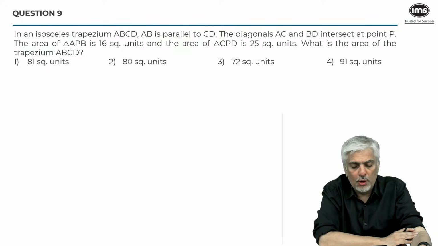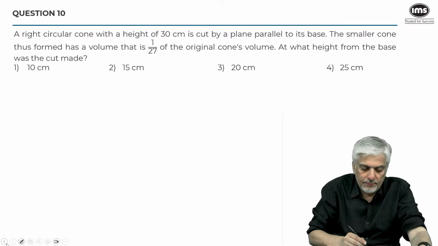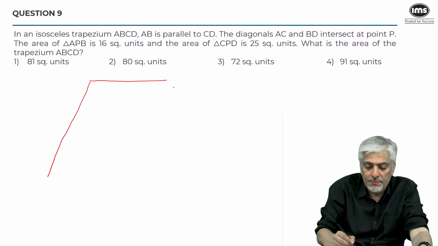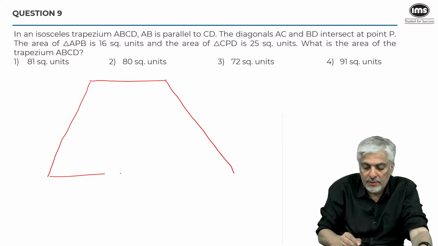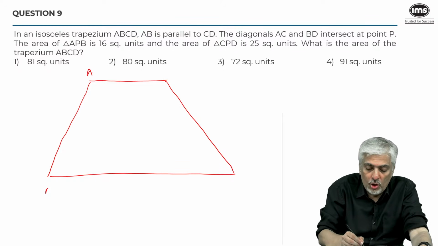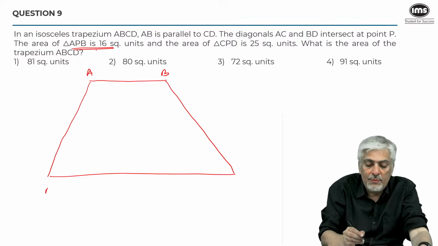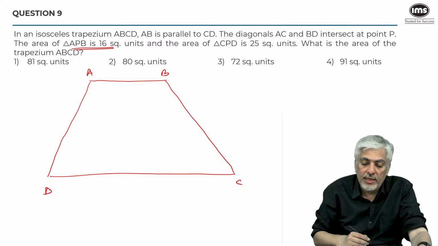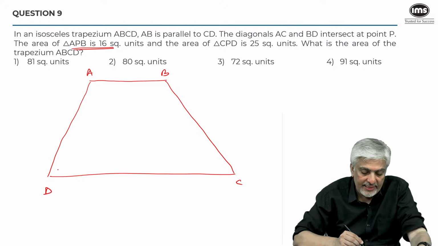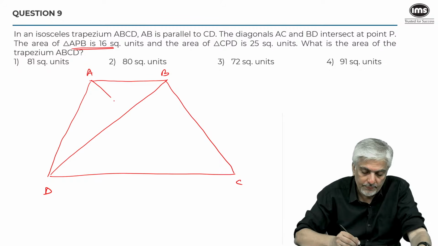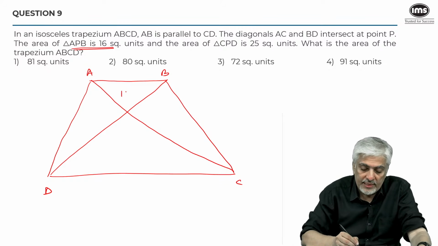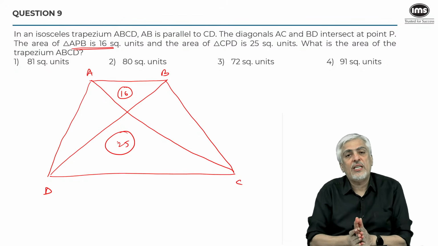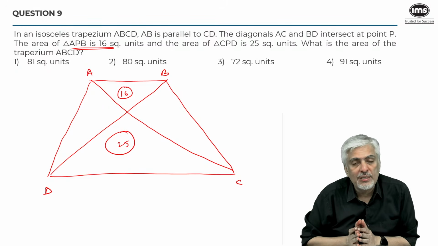It's a straightforward property. They had told us that ABCD is an isosceles trapezium, where obviously AB is smaller because area of triangle APB is smaller. ABCD is an isosceles trapezium. Okay. P is the point where the diagonals intersect. This is given as 16. This is given as 25. What is the property we should know? Come on, quickly tell me the property we should know.